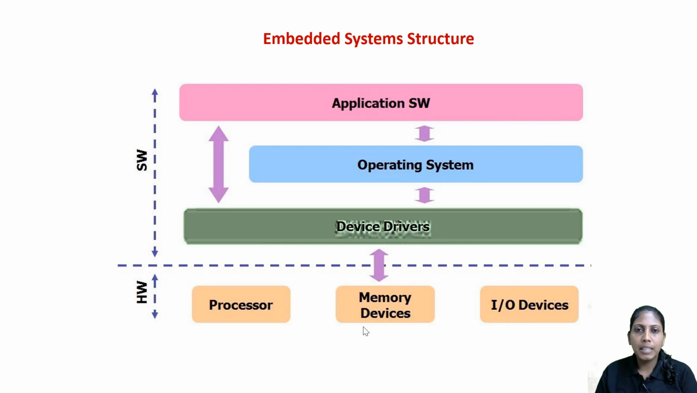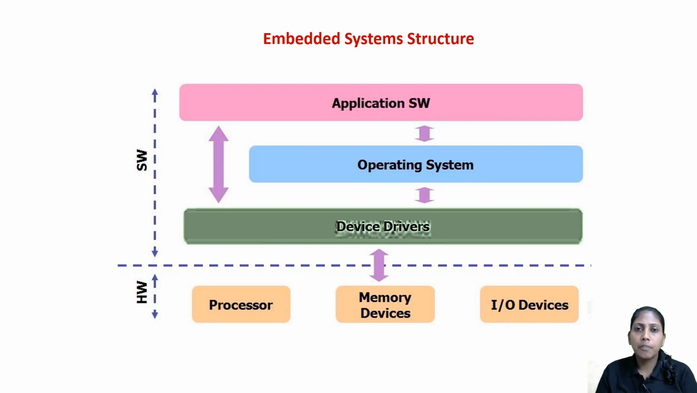You must have seen device drivers, which are directly connected to the hardware. Device drivers are a must. You will be writing the device driver code for each and every peripheral device. On top of that, you will be having an operating system, then application software. It's not mandatory for all devices. For example, for an AC remote, we don't need an operating system. We'll be using device drivers, that's it. Operating system is not mandatory. Even application software is not mandatory.